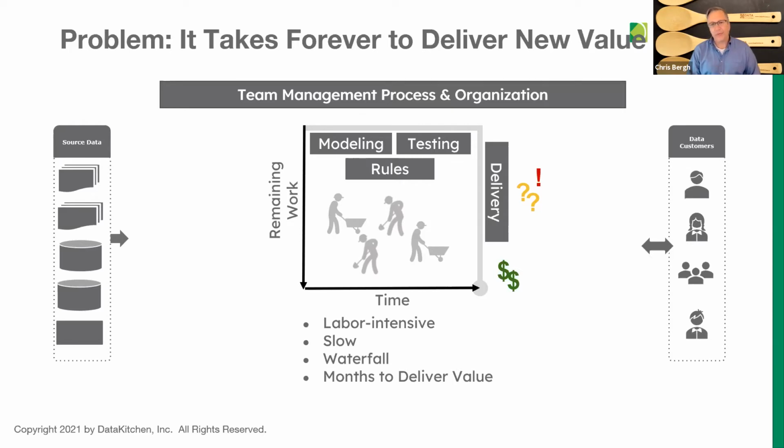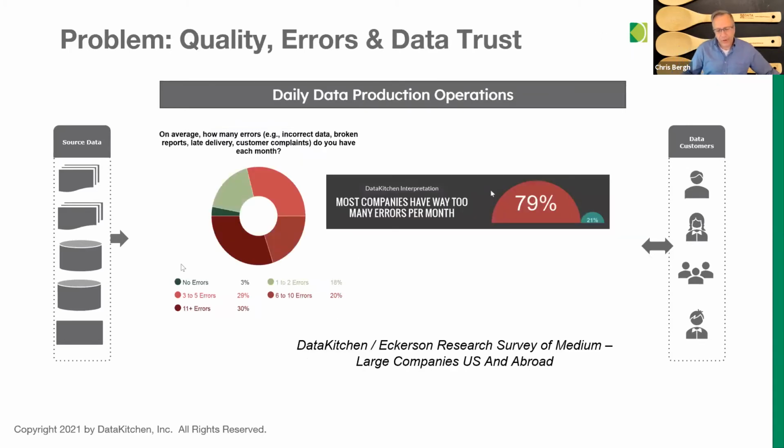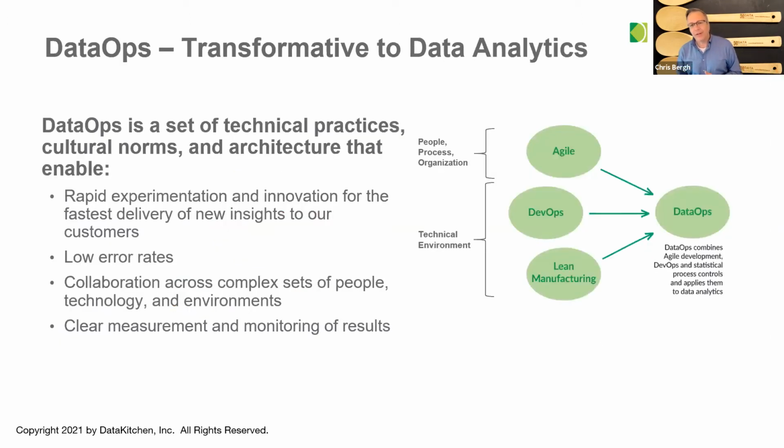The other failure mode is that a lot of companies are producing insight for their customers, maybe a dashboard, maybe a data set, and it has problems in it. It's late, it's wrong, the customer doesn't trust the data. So we're going too slow and delivering things with too many errors. The promise here is to focus on the processes that act on our data and how our teams work. The concept of DataOps is really a set of technical practices, cultural norms and architecture patterns that focuses on 4 things.